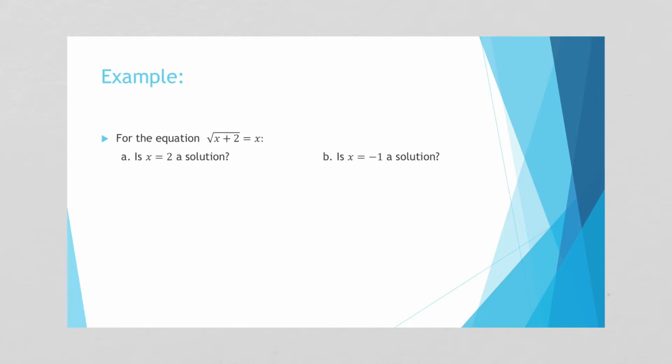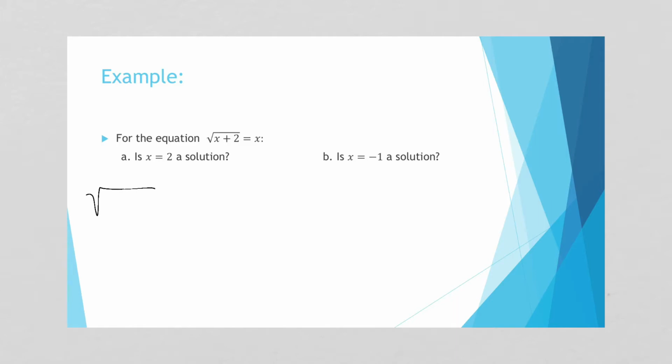Just this one. All right, so we've got the square root of x plus 2 is equal to x. And the question says, is x equals 2 a solution? Well, how do you check to see if something is a solution? You substitute that value in for that variable and you see if it creates a true statement. In this case, we're going to substitute 2 in where we see x there and there. So there's two places we're going to put a 2, and we're going to see if it gives us a true statement.